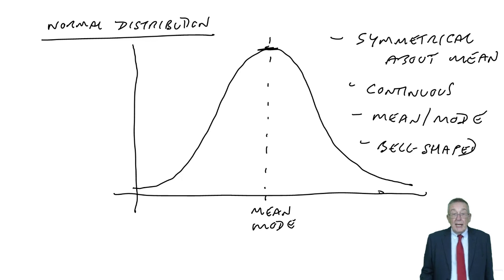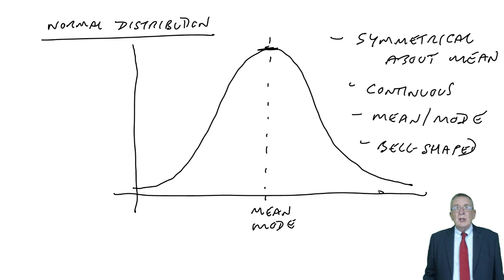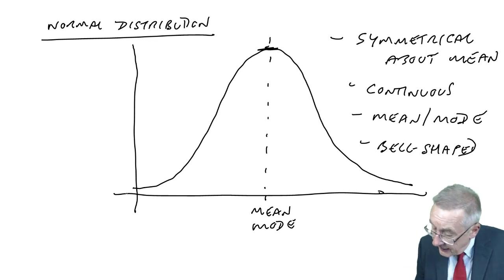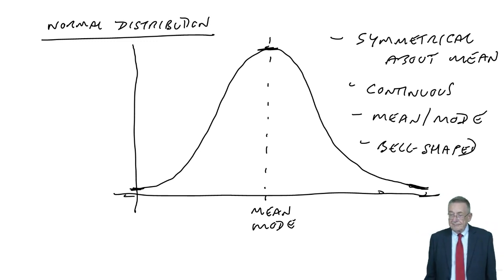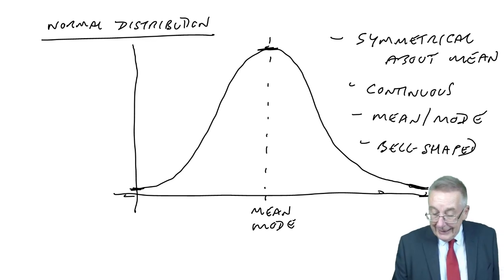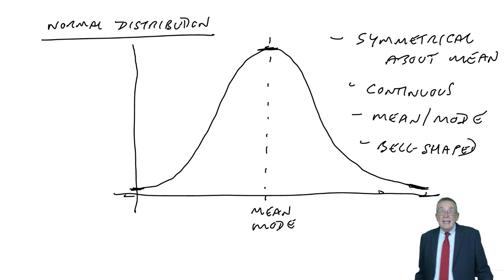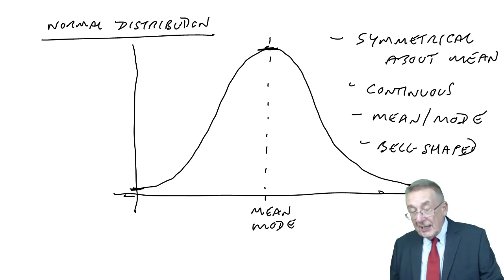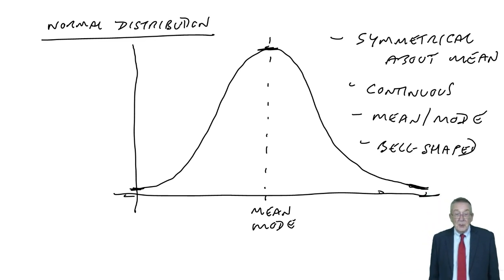And strictly, although I haven't listed it, and I'm less worried about it, it's what we call asymptotic. What it means is it gets closer and closer to the axis at both ends, but in theory never quite touches them. Now, in real life, it'd be a miracle if a distribution was perfectly normal. But any distribution which is more or less that shape, we say is near enough for us to do what we're about to do.